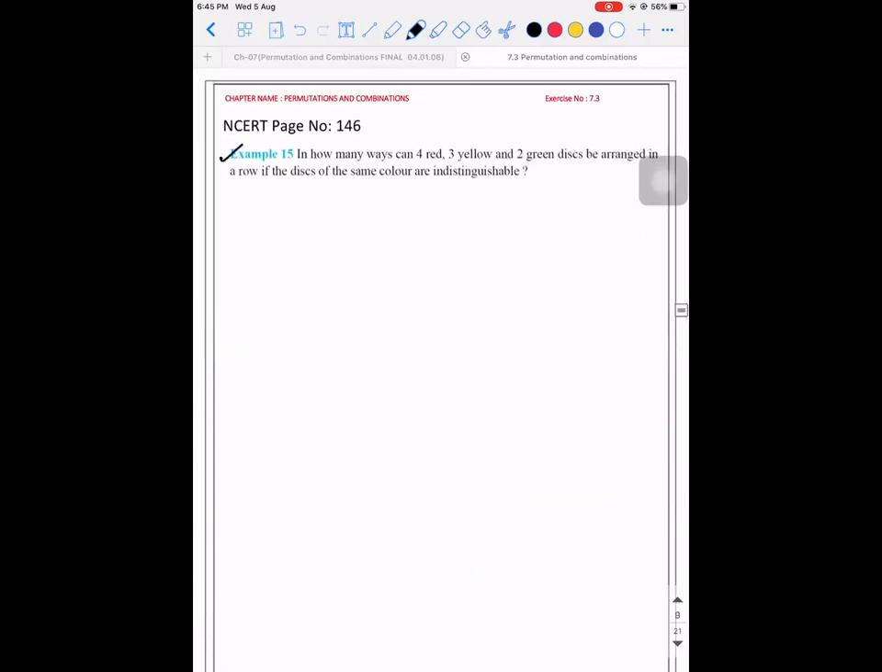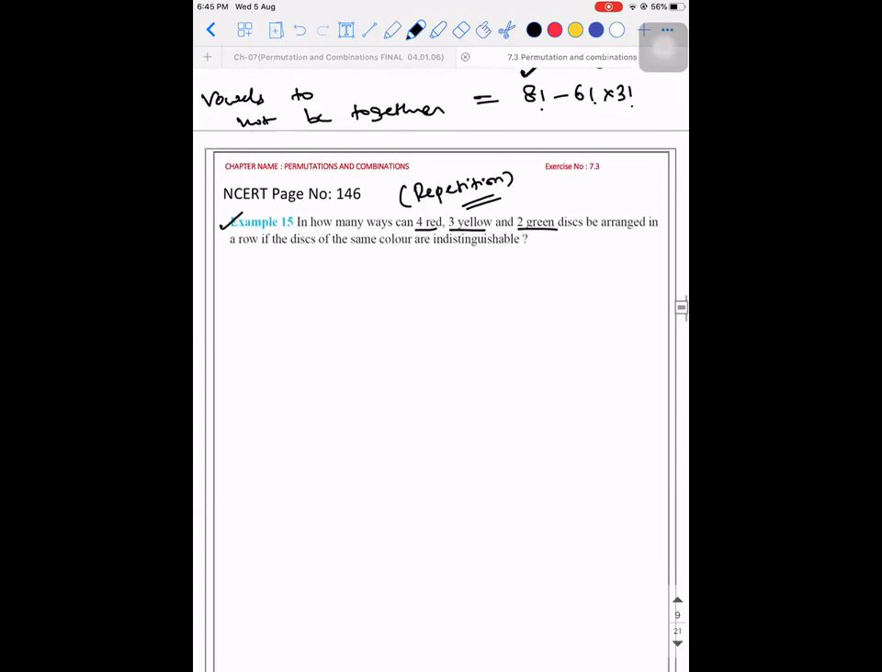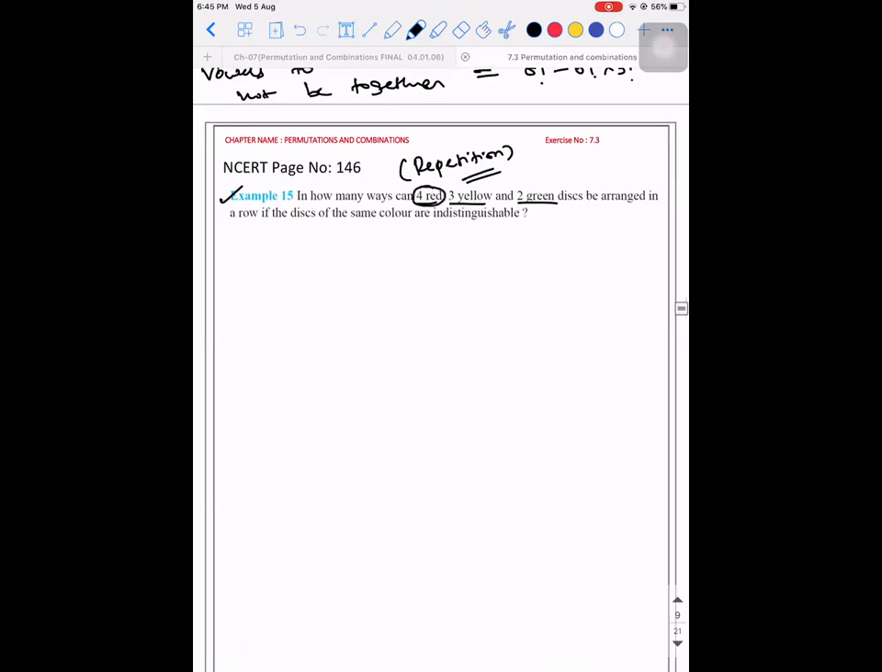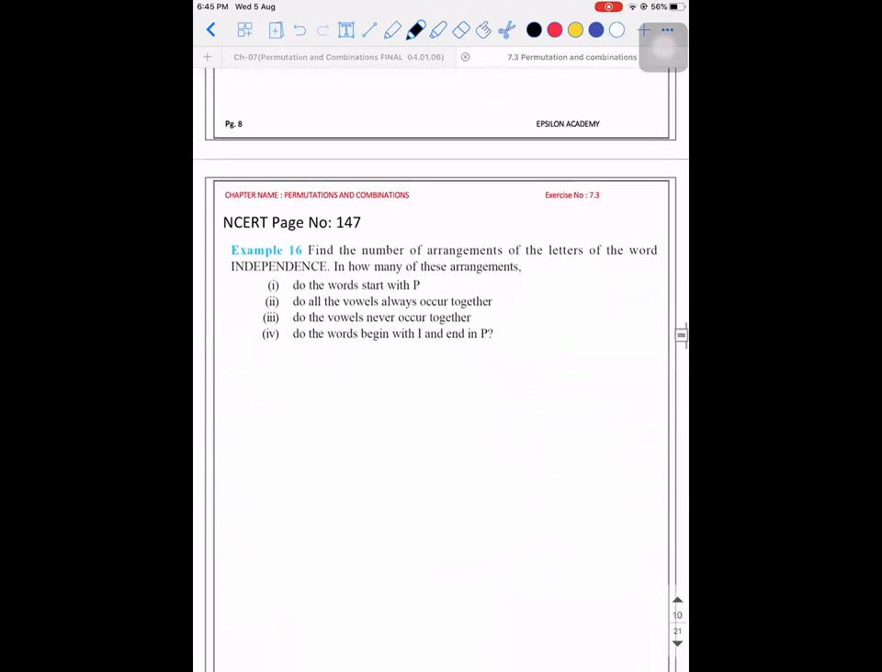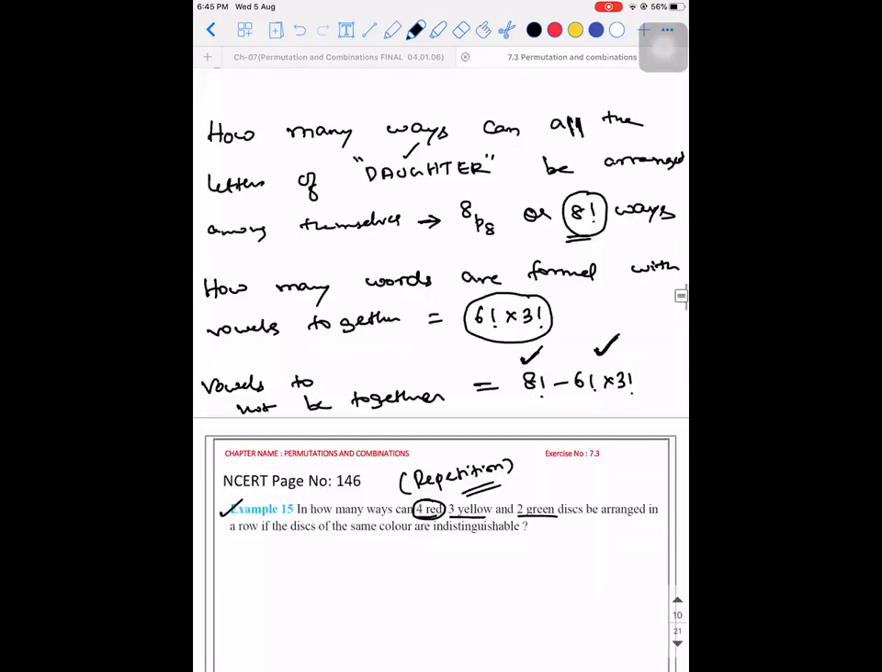So, example 15. In how many ways can 4 red balls, 3 yellow balls, and 2 green discs be arranged in a row if the discs of the same color are indistinguishable? Means they are of the same nature. Again, this is a problem with repetition. I will teach after some time. There was one more problem, the Allahabad one, that I should also have taught. Wherever the objects are repeated, you have to handle it in a different way. So repetition also comes in here, so I think it is time to explain.